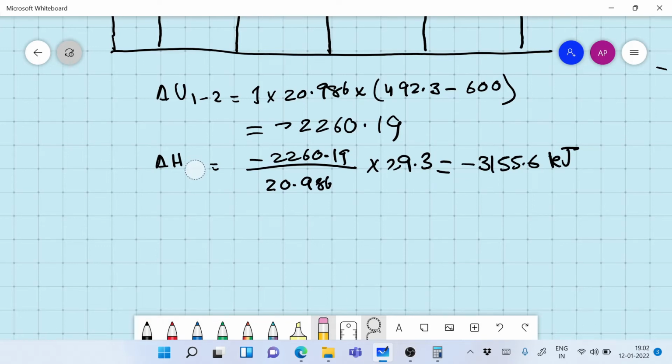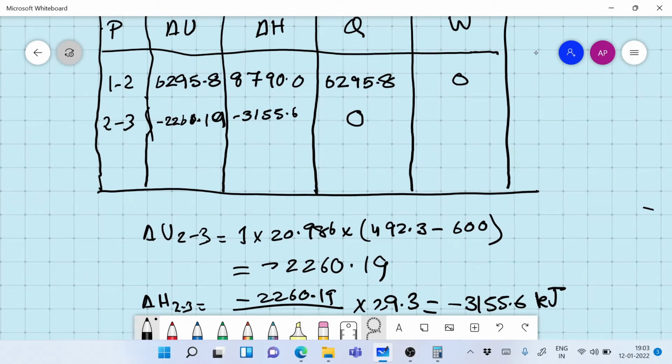So yes, a correction here. This was for process 2-3. And for process 2-3, if we apply the first law on it, we get delta U 2-3 is equal to Q plus W. Since Q is 0, it's an adiabatic process. Therefore, we have delta U is equal to W. And therefore, we have the work as minus 2260.19.